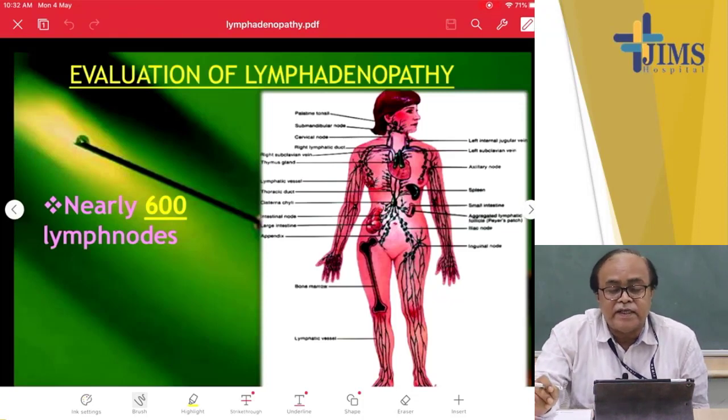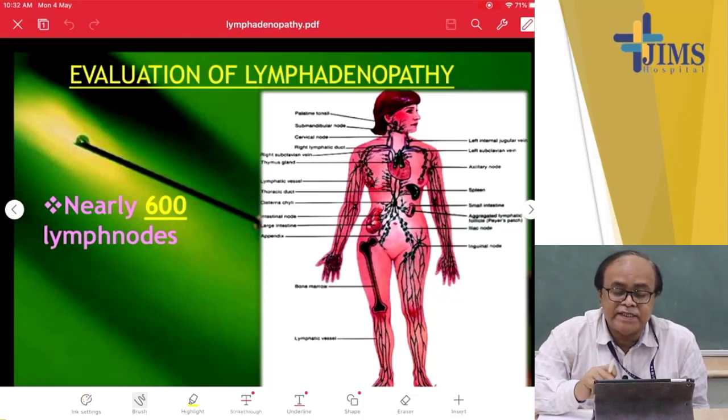And moreover, it also consists of tonsils, then in the intestine, Peyer's patches, spleen, thymus, all those things.